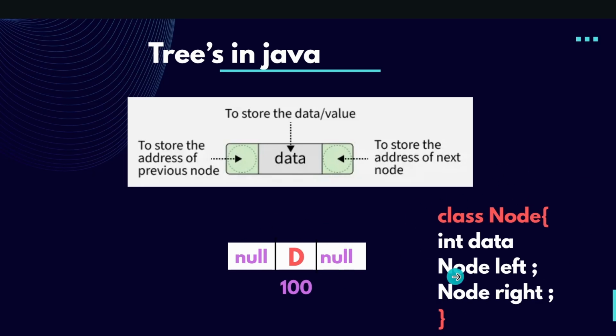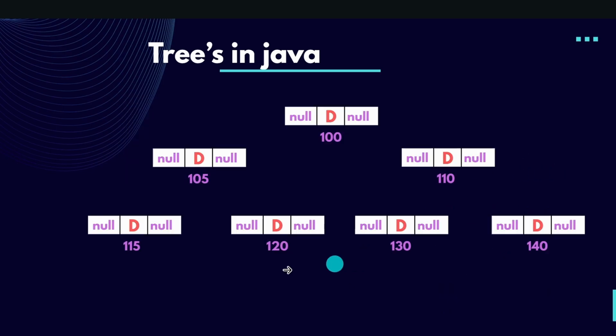You can see with the help of this class I am going to create the int data, meaning this data. Node which is a pointer, I am naming it left, meaning this one. And node which is a pointer, I am pointing to the right, which means this one. In this fashion you can create a node. Now you understood how to create a node.